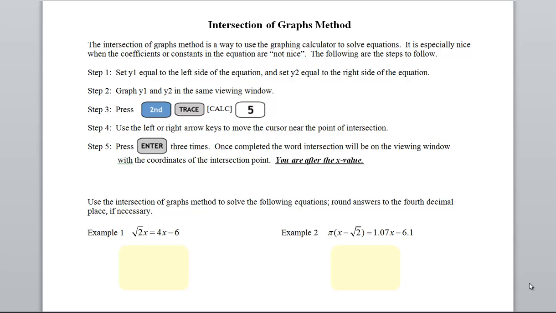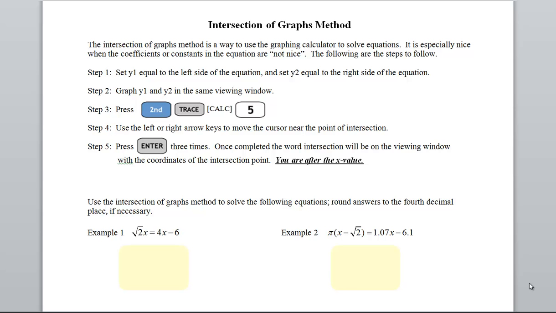Now we're going to look at the intersection of graphs method. This particular method is a way to use the graphing calculator to solve equations. It is especially nice when the coefficients or constants in the equation aren't nice. So the following are the steps to follow.